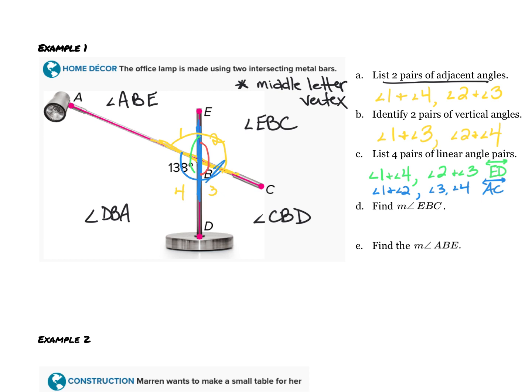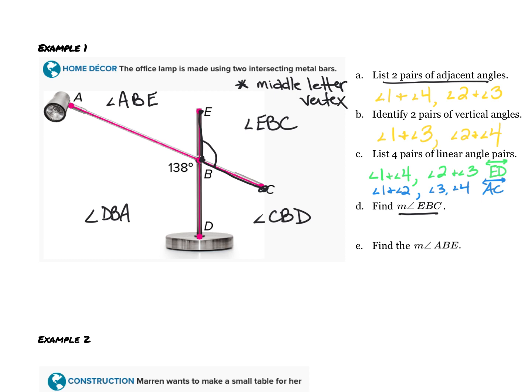Oops. Let's see. Oh, where's my eraser? Here we go. Again, I want to erase all the extra info. Okay. Find the, so M means measure. So I read this as to find the measure of angle EBC. So the first thing I want to do is outline EBC. Okay, and so when I outline, that means I'm looking at this angle right here. And we want to know what measure that is.